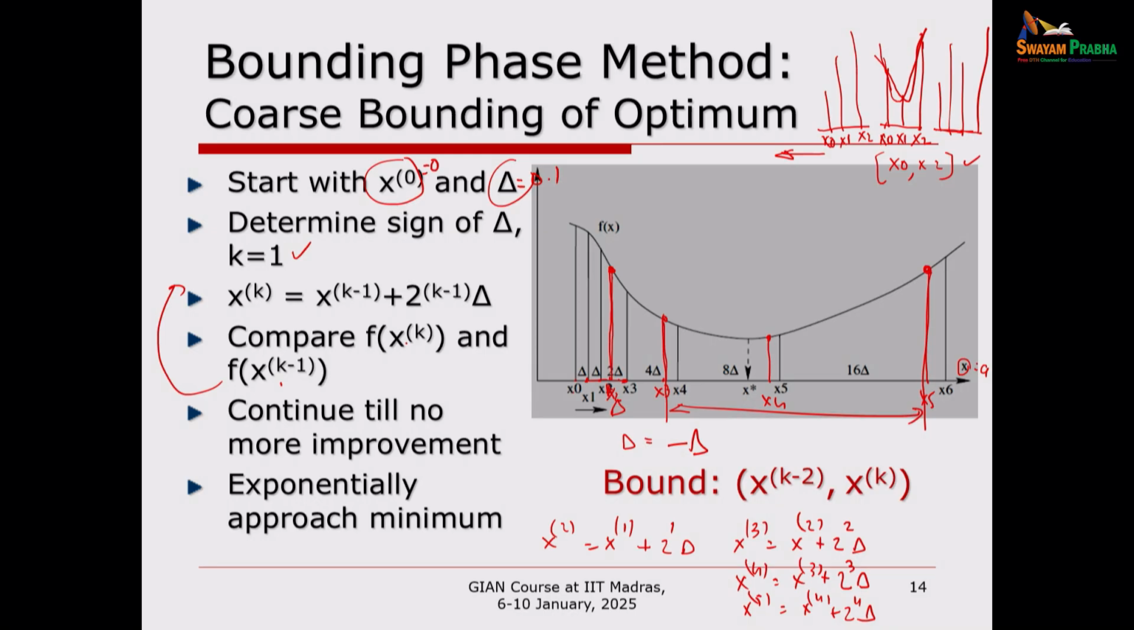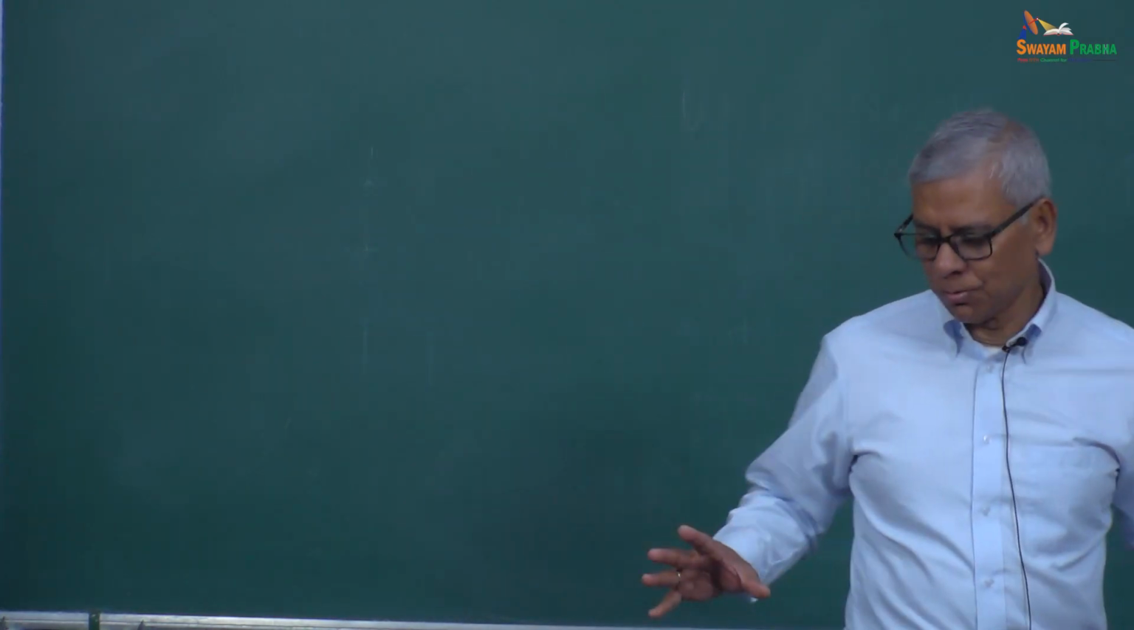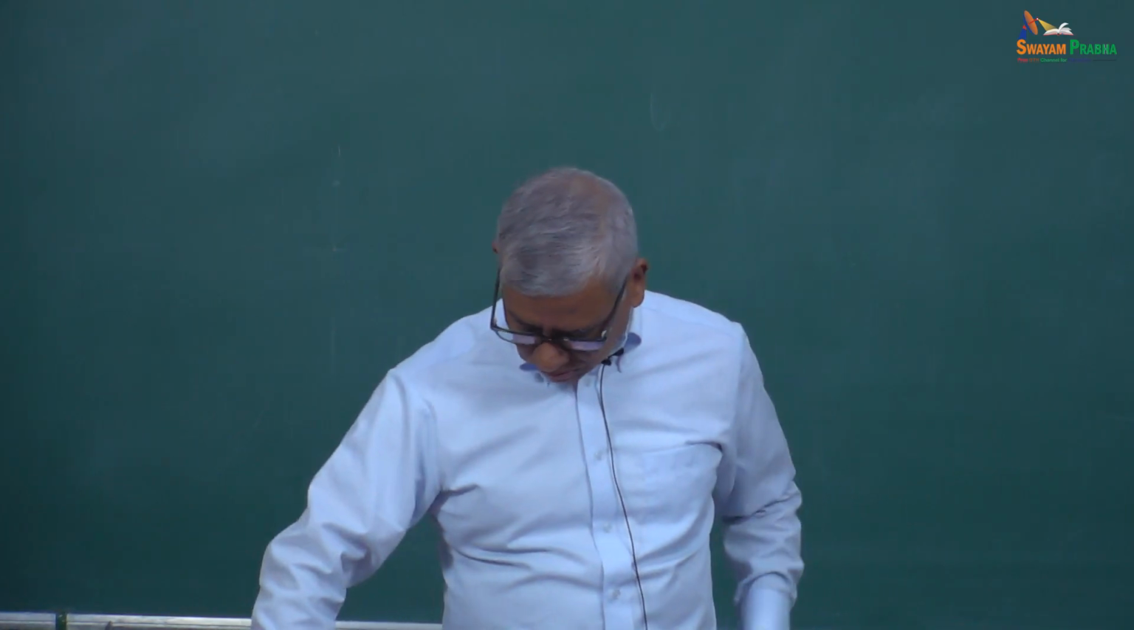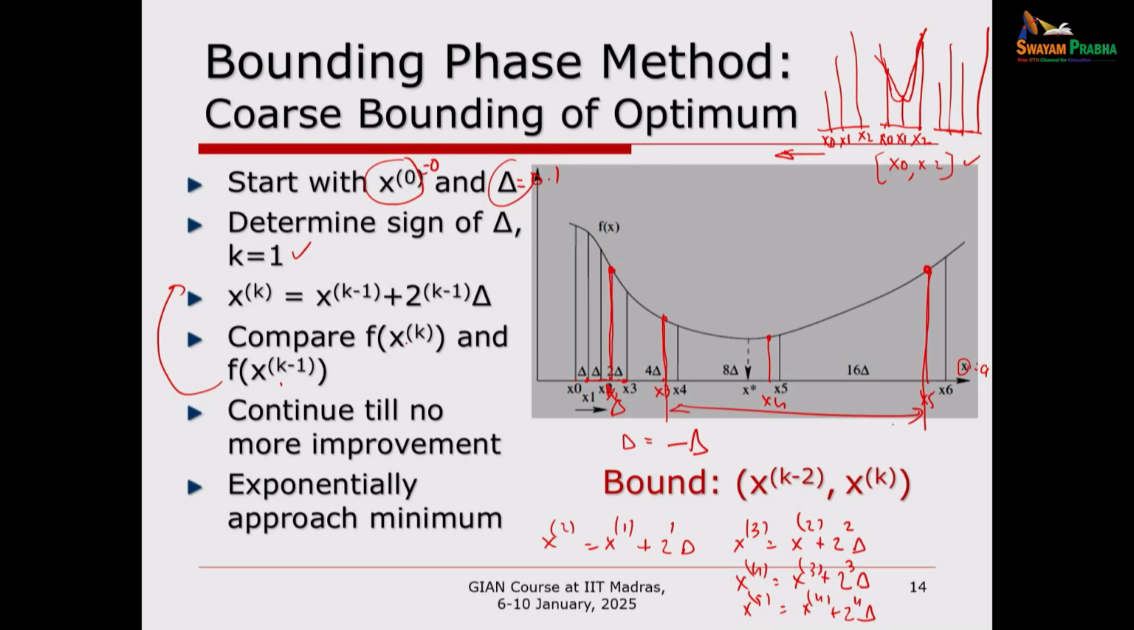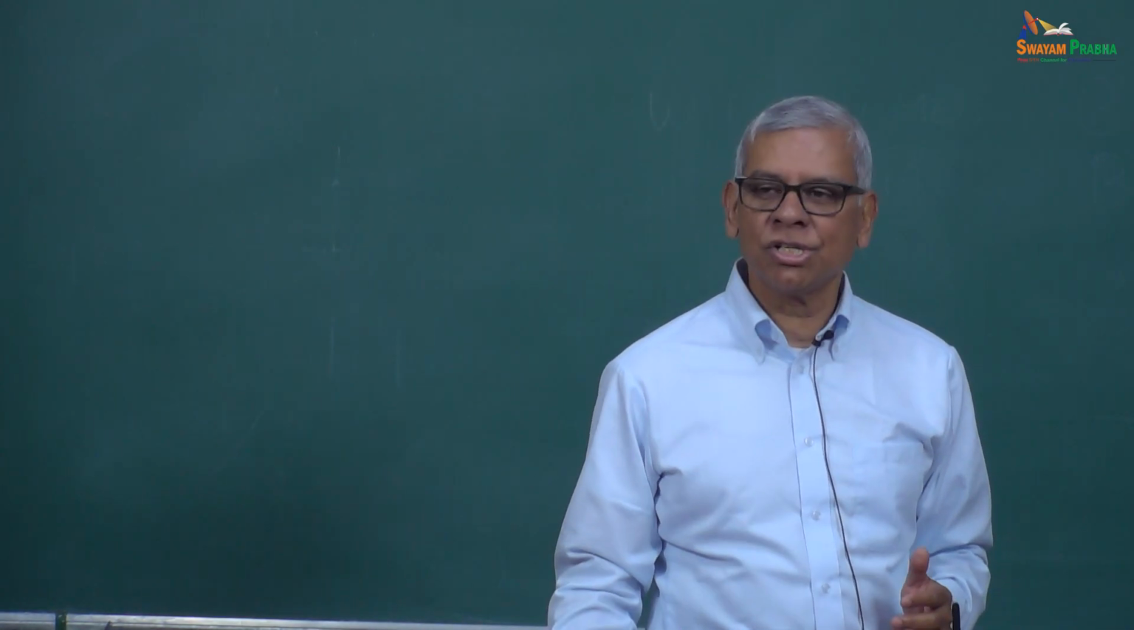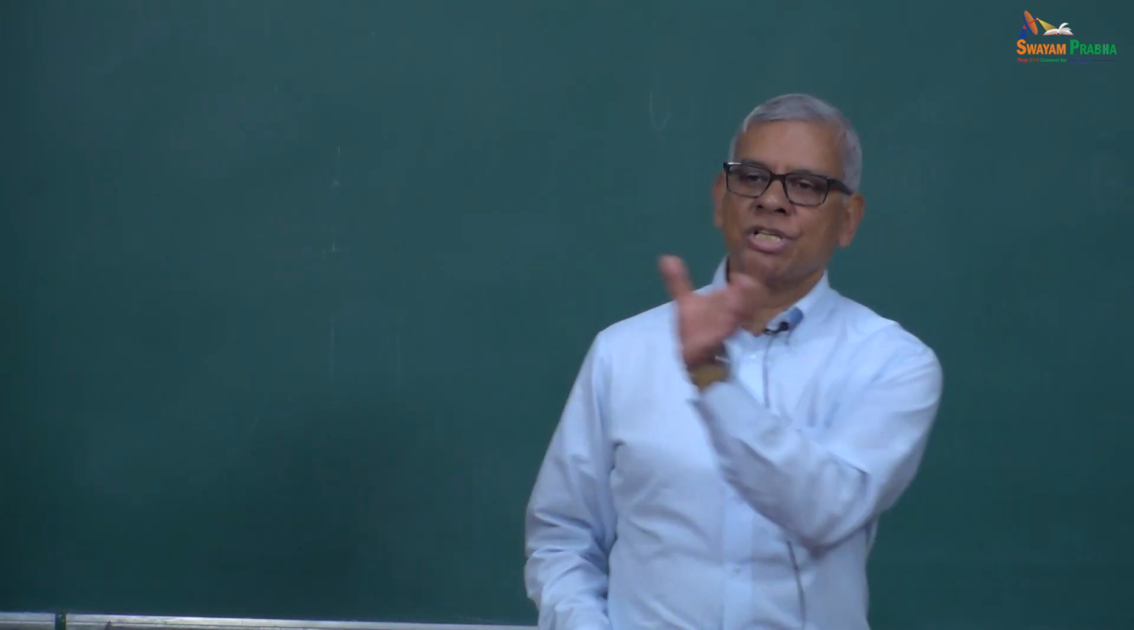Does that make sense? For single optima, this always works. Now if I have chosen small delta, I probably would have bounded like this. Or if I have chosen my x0 somewhere close, maybe I would have an even tighter bound because I haven't gone 2 to the 4, 2 to the 3 or something. So you see, exponentially you are approaching the minima, but if your delta is large, you may have a larger bound. It's a matter of luck. Where you start, what's your delta, depends on what you get at the end.